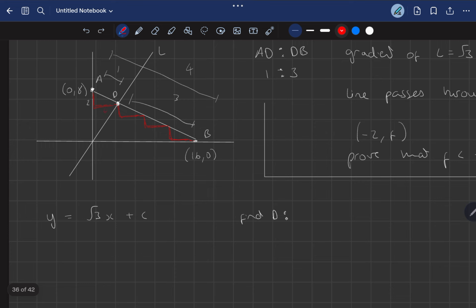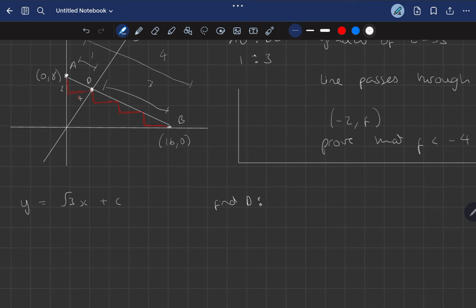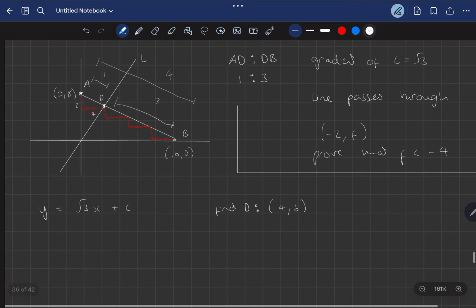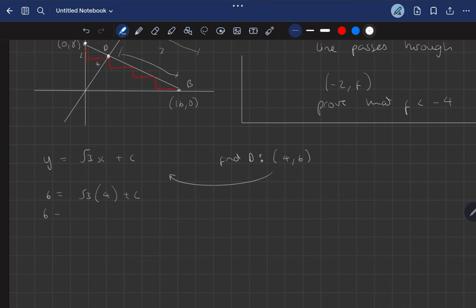So we can easily find the point D by subtracting 2 and adding 4. Subtracting 2 from the y means this becomes 6, and adding 4 to the x means this becomes 4. So the coordinate is (4, 6), because you're going 2 down and 4 across. Now we can substitute this into our equation. 6 equals root 3 times 4 plus c, so 6 minus 4 root 3 equals c.